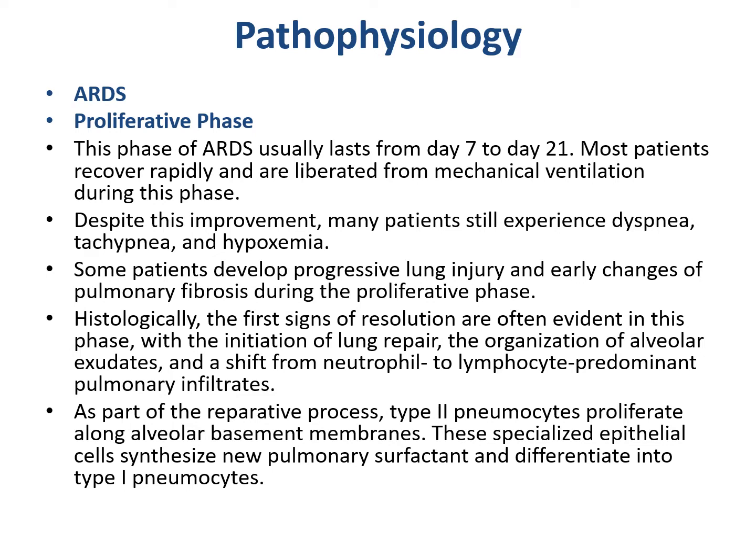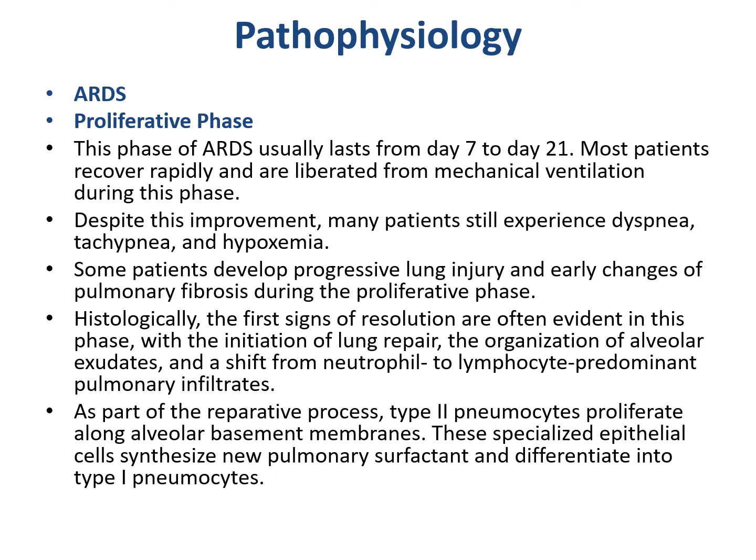In the proliferative phase, this phase usually lasts from day 7 to day 21. Most patients recover rapidly and are liberated from mechanical ventilation during this phase. Despite this improvement, many patients still experience dyspnea, tachypnea, and hypoxemia. Some patients develop progressive lung injury and early changes of pulmonary fibrosis during the proliferative phase.